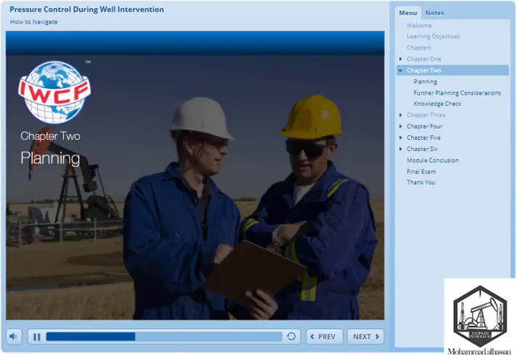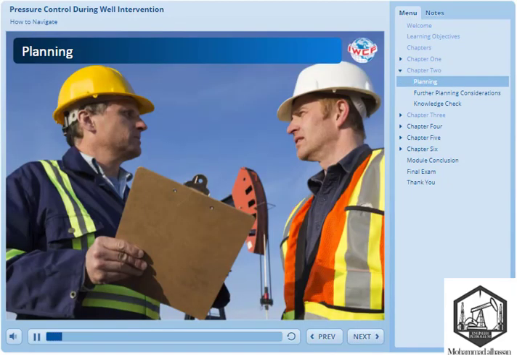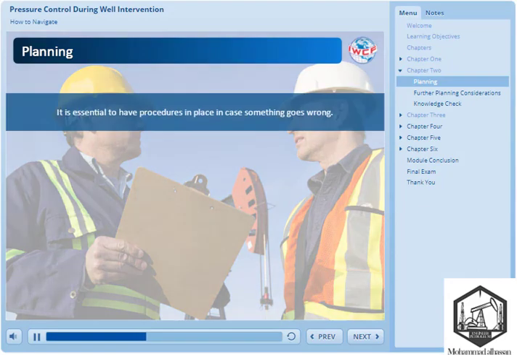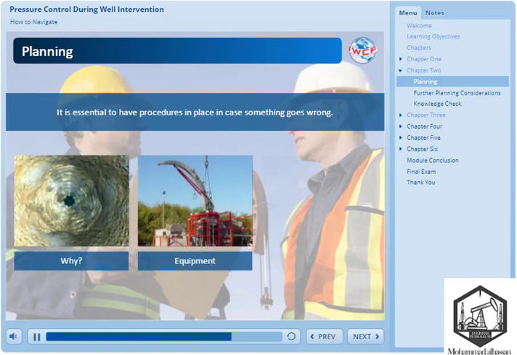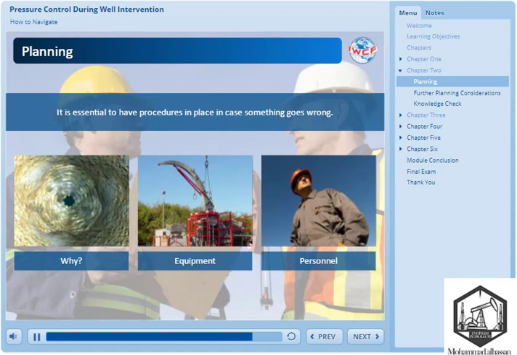Chapter 2. Planning. Now let's look at the planning that takes place before a well intervention or workover operation begins. After all, it is essential to have procedures in place in case something goes wrong. The planning starts with looking at why the well needs a workover or well intervention, and includes the equipment and personnel needed to carry out the task.